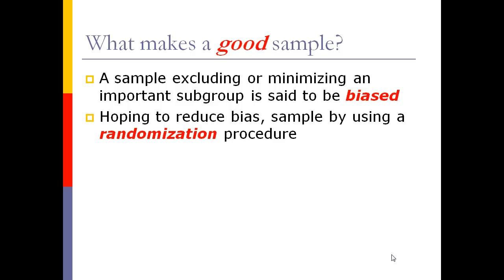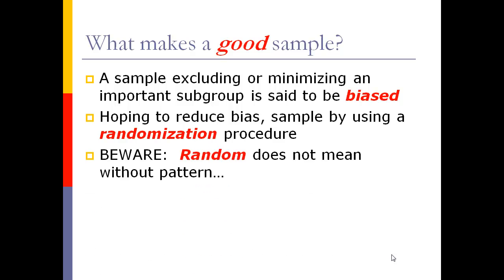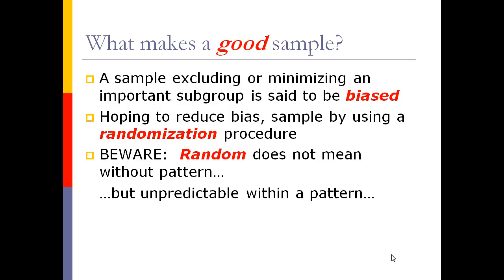However, please notice that randomness does not mean without a pattern. It's not the same to say randomly as to say haphazardly. Okay? When we're talking about selecting a random sample, what it means is that we want to select data which are unpredictable within a pattern, but that do have some kind of a pattern. So we want to select in such a way that a certain pattern is respected, even though we're not quite sure how that's going to work out.